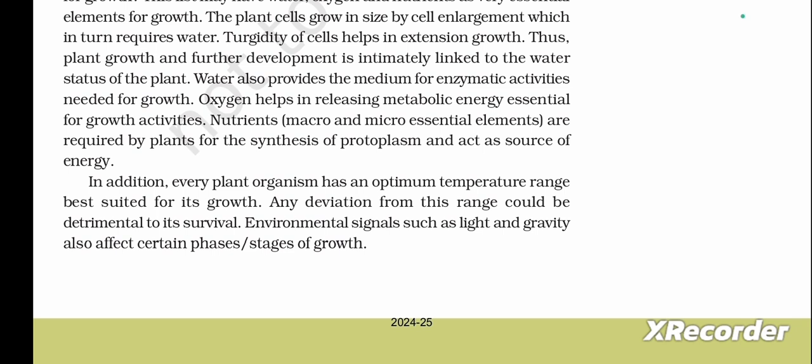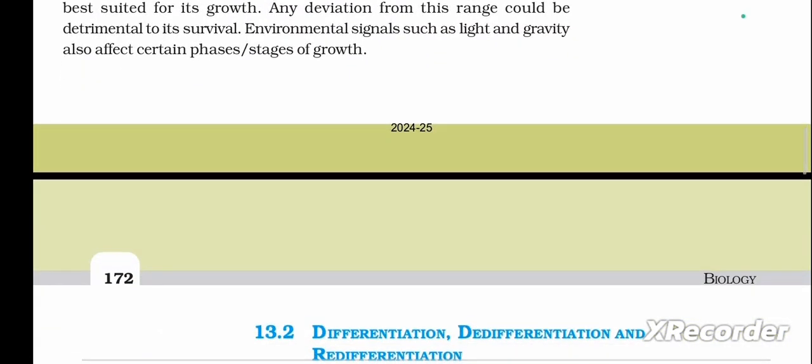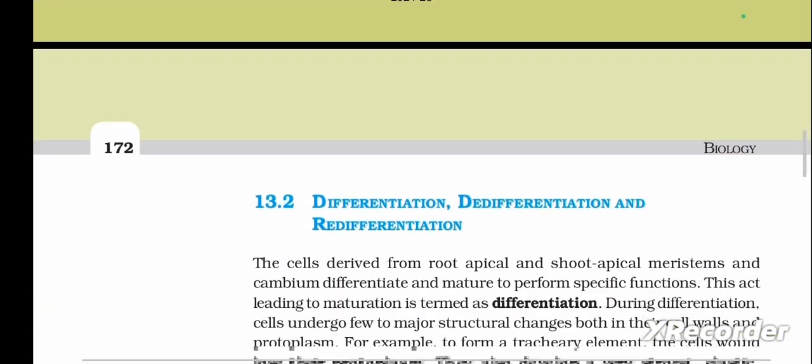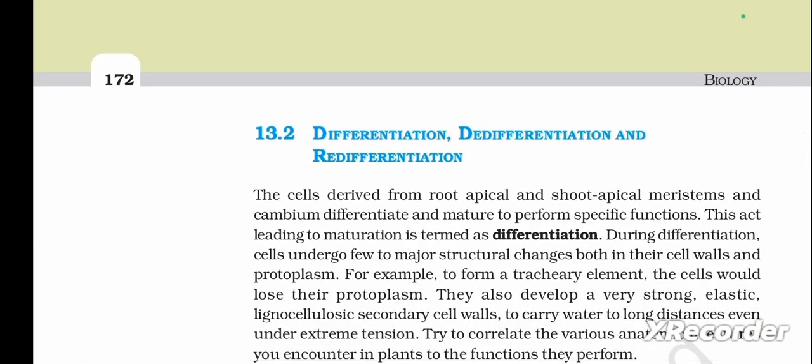Any deviation from the range could be detrimental to its survival. Environmental signals such as light and gravity also affect certain phases or stages of growth. Next is 13.2, differentiation, dedifferentiation and redifferentiation. The cells derived from root apical and shoot apical meristems and cambium differentiate and mature to perform specific functions.